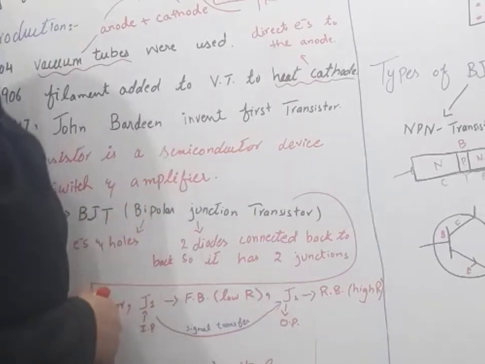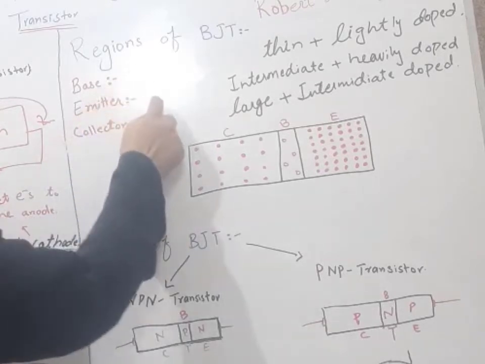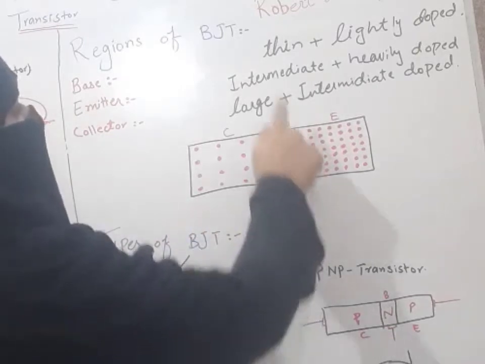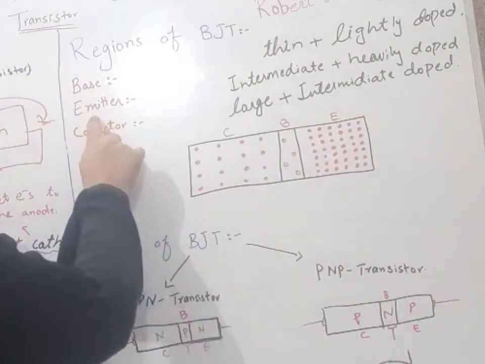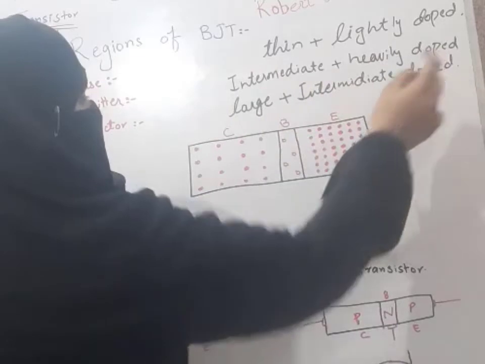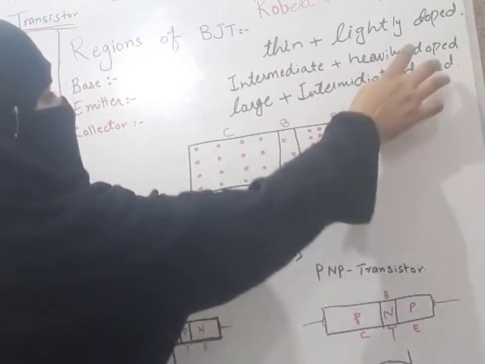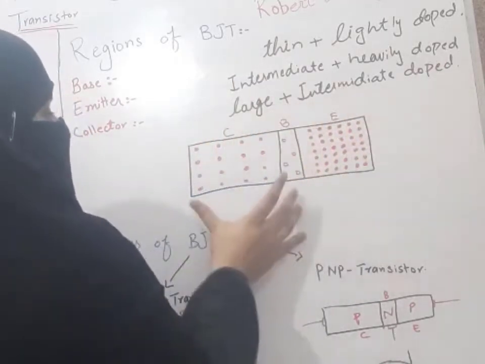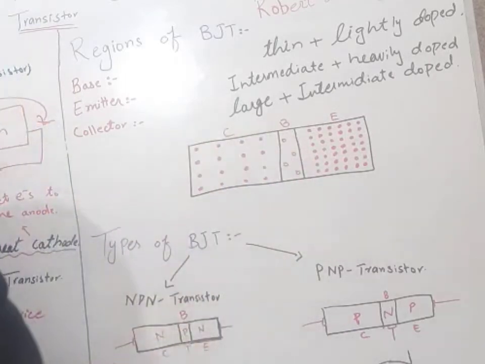Regions of BJT. BJT has 3 terminals and its regions are base, emitter and collector. Our base, as shown here, is thin and lightly doped. Our emitter is intermediate in size and heavily doped. Our collector is large in region and intermediately doped.